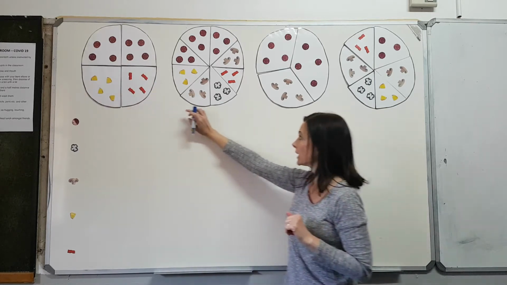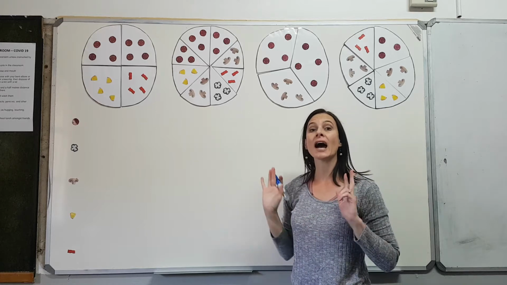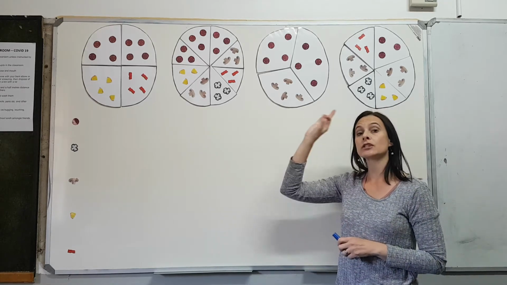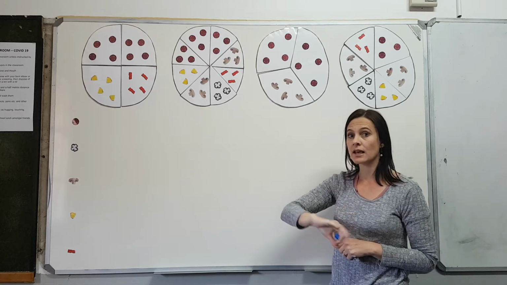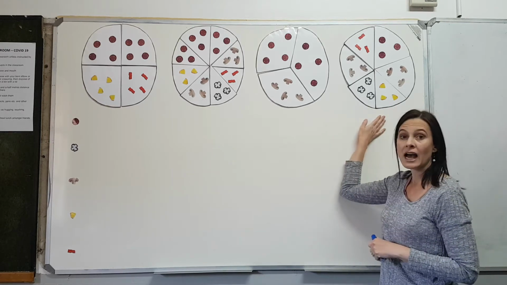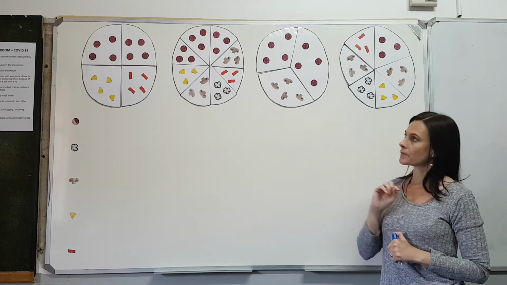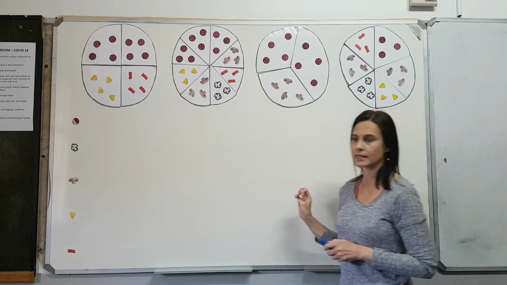The next one I've cut into 8 slices. The third one I've cut into 3 slices. And the last one I've cut into 6 slices. Now let's look at what's on each pizza.